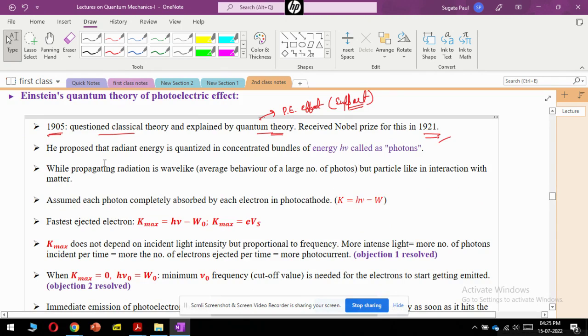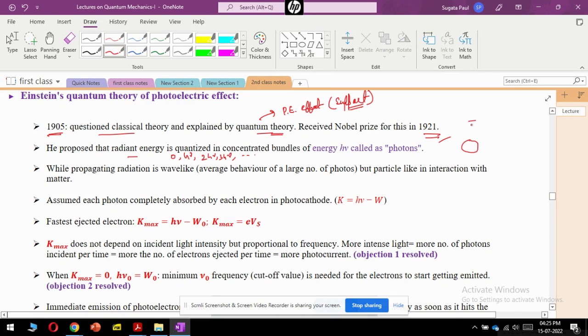So basically, he proposed that the radiant energy, which we already knew is quantized, with proper allowable values like h nu, 2h nu, 3h nu, etc. He said that not only are the energy levels quantized, but the radiation itself is coming like a quantized packet, or like a bundle, as I have previously mentioned.